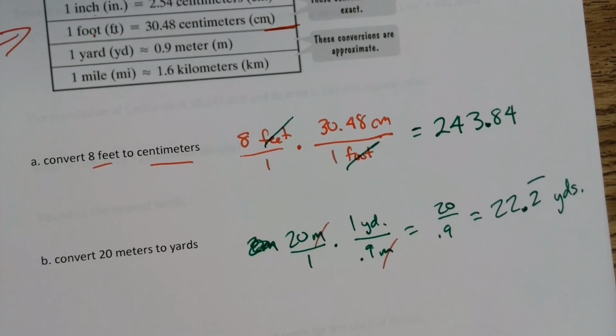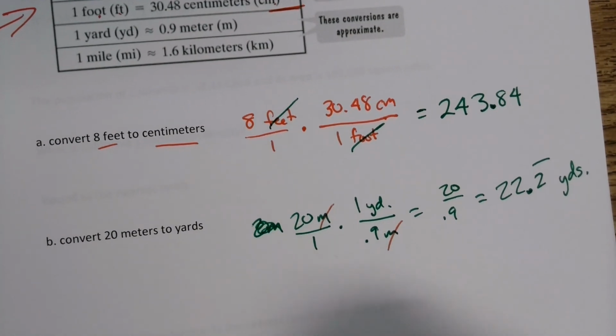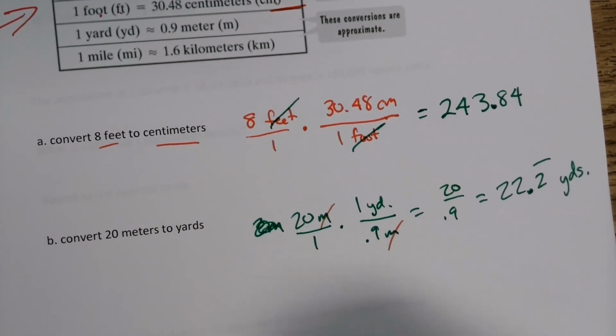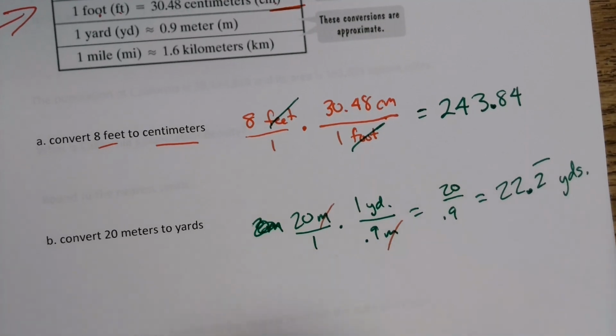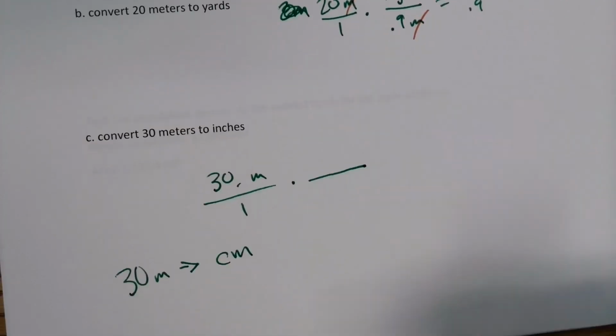Okay, and then we go 30 meters to inches. How many inches are in a meter? We don't have it, do we? Well, there's 3 feet in 1 meter. So what do we want to try to get to? Inches? What if I change 30 meters to centimeters to start off with?